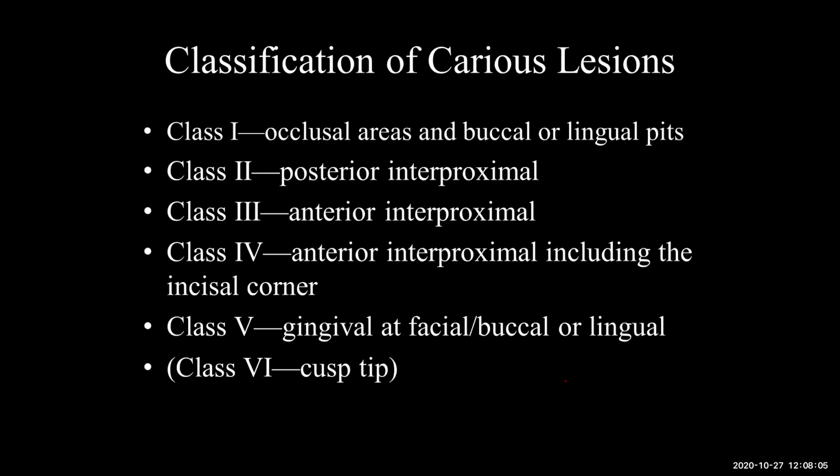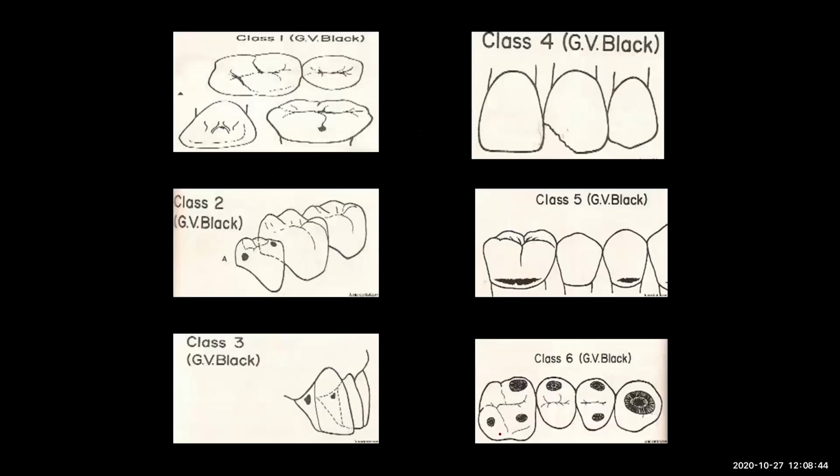These are GV Black classifications. Class 1 is an occlusal caries, or a buccal or lingual pit. Class 2 is posterior interproximal. Class 3 is an anterior interproximal. Class 4, anterior interproximal, including the incisal corner. Class 5 is at the gingival margin of the facial or lingual or buccal. And then a class 6 is a cusp tip. So these are caries classifications.